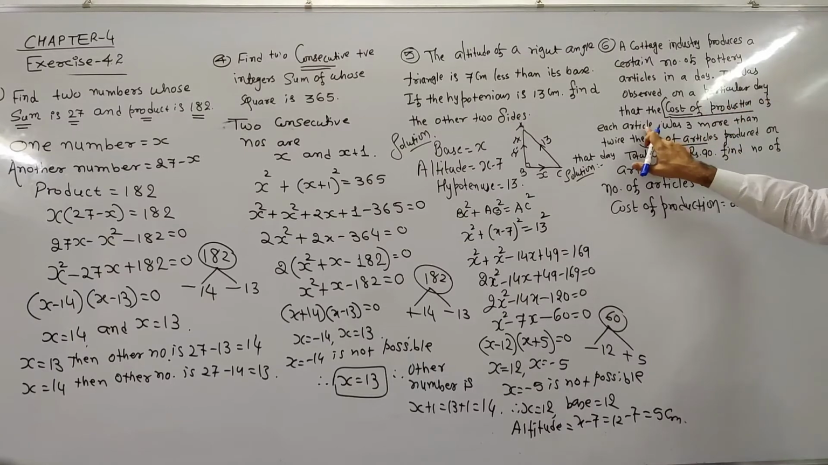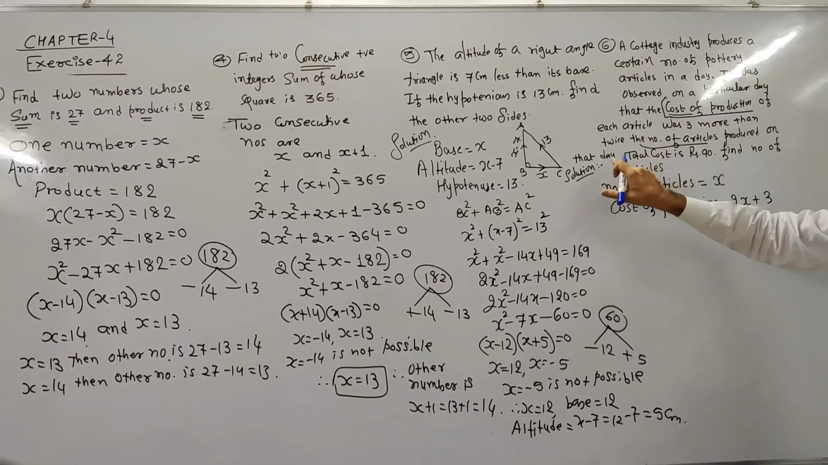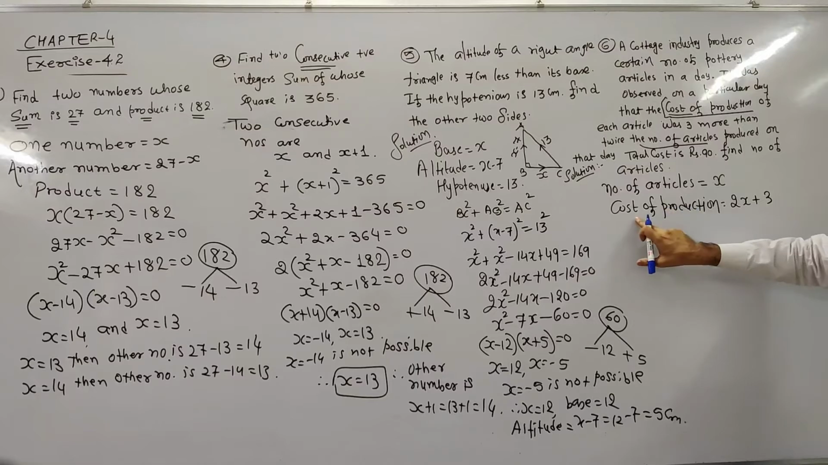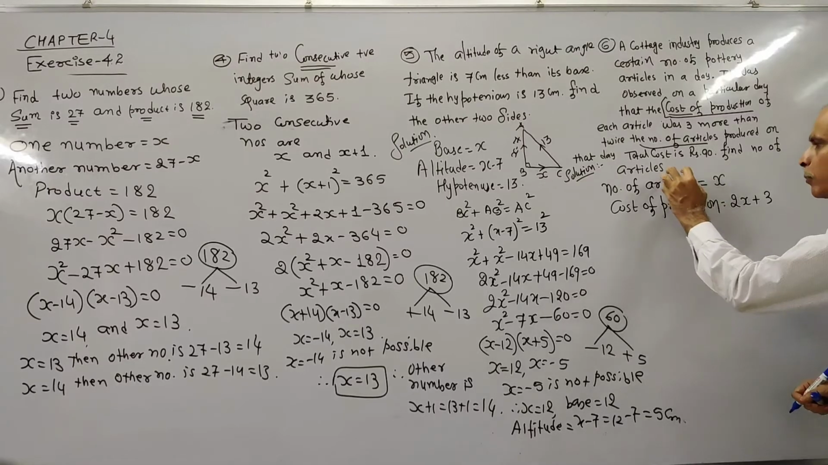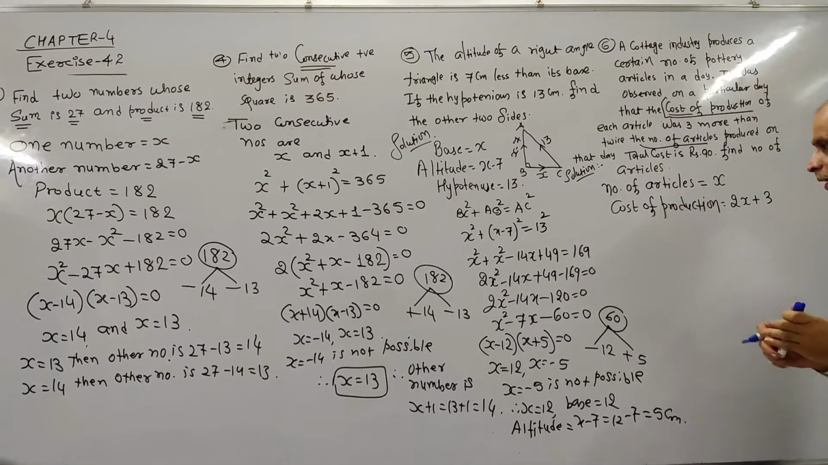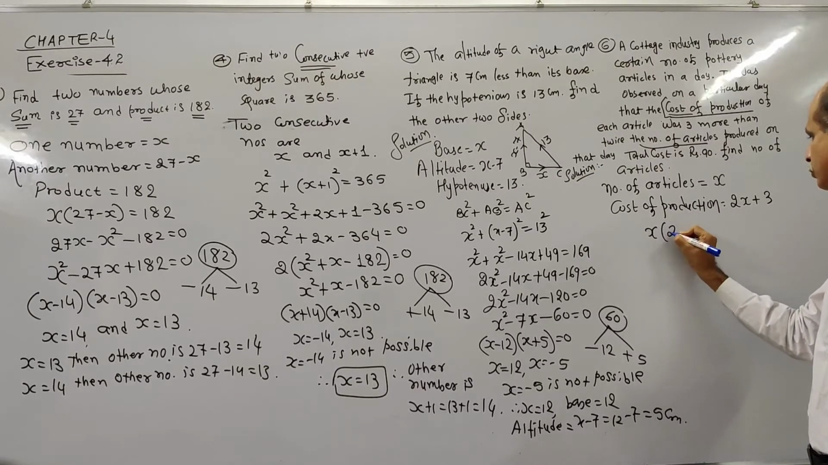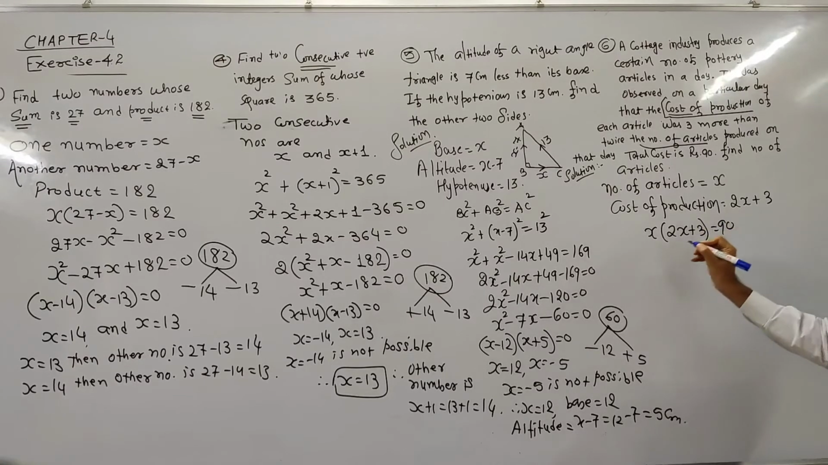The cost of production of each article was 3 more than twice the number of articles produced on that day. So the number of articles produced on that day is x, and the cost of production of each article is 2x plus 3. Now the total cost is 90. Total cost means the number of articles multiplied by the cost of production of one article. So x into 2x plus 3 is equal to 90.